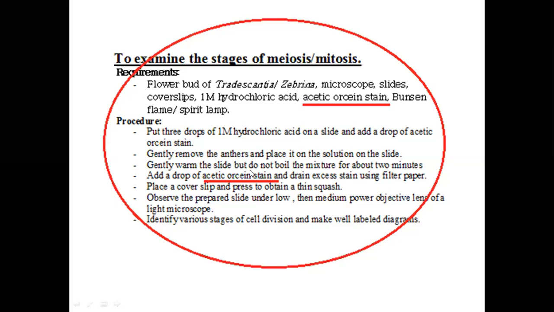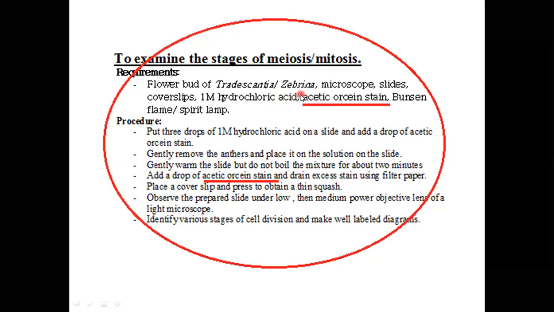And one of the unique things about this kind of slide, when you're making a slide to observe cell division, is even the chemicals that we use. They are not the ordinary chemicals. We have hydrochloric acid, then acetic orcein stain, then Bunsen flame, then spirit lamp. Now, of course, this borders another technique that we are going to see much later called fixation.